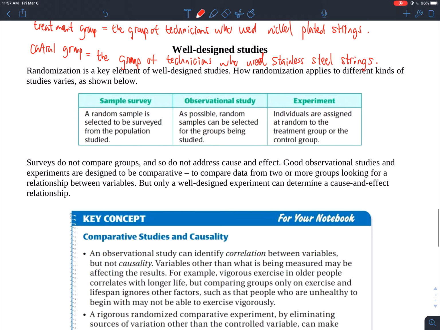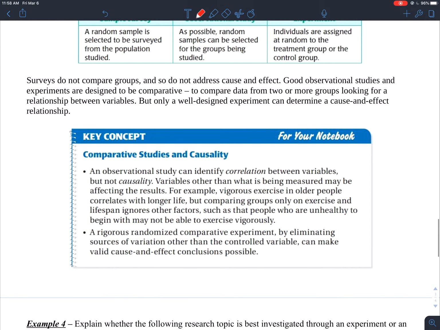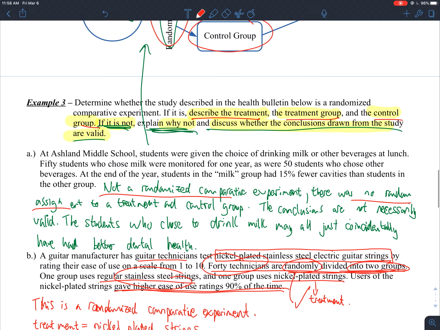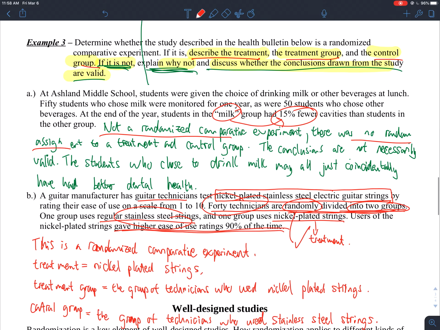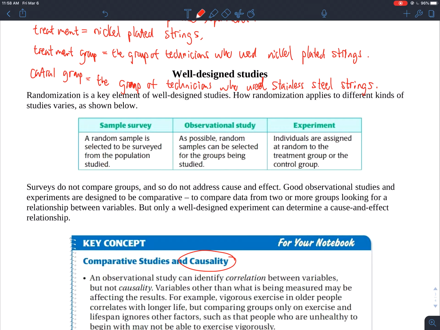All right, to finish this up, we have a huge topic, all right? And that is causality, all right? We've kind of already said that earlier, right here. Milk does not necessarily cause fewer cavities. So what is a well-designed study?